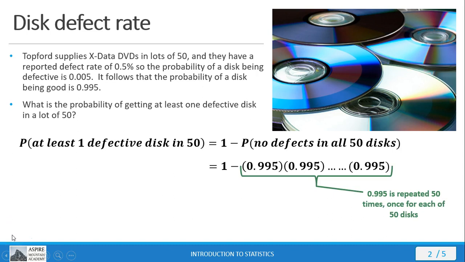So that 0.995 is going to be repeated 50 times, and you're multiplying all 50 of those numbers together. But we can rewrite that as 1 minus 0.995 raised to the 50th power. So now at this point, it's just a matter of punching it out on our calculator. 0.995 raised to the 50th power is 0.778. We subtract that from 1, and we end up with 0.222. So 22.2% is the probability of getting at least one defective disk in a lot of 50.